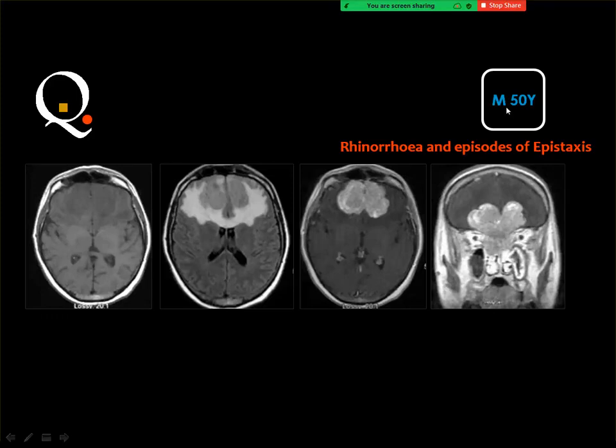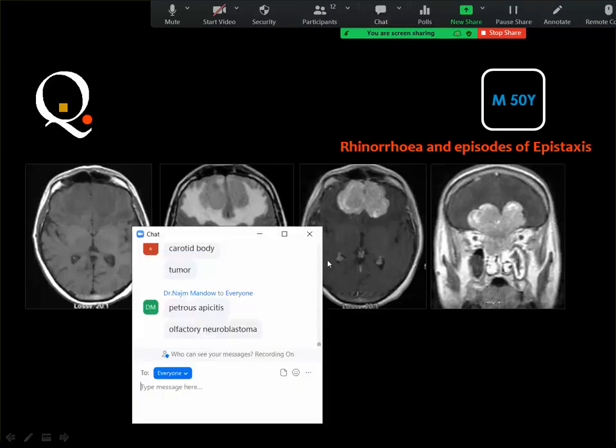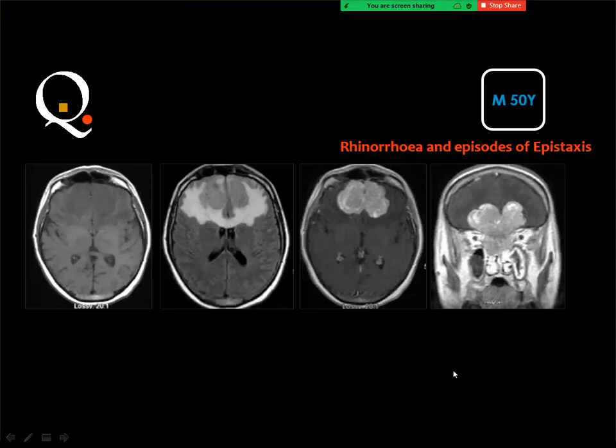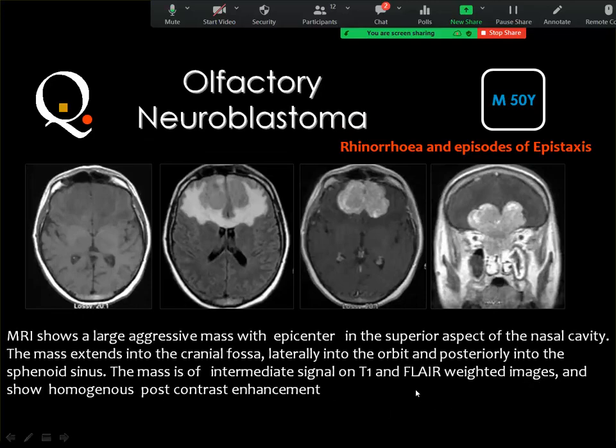The next case is a male patient, 50 years old, with rhinorrhea and episodes of epistaxis. Yes, right. This is olfactory neuroblastoma. Typical location, typical appearance, typical extension in the floor of the anterior cranial fossa. And actually, if you see this lesion, you may have four diagnostic possibilities.